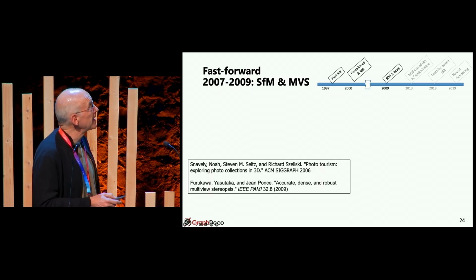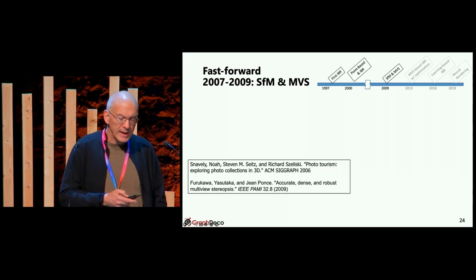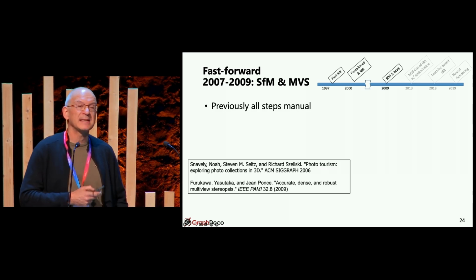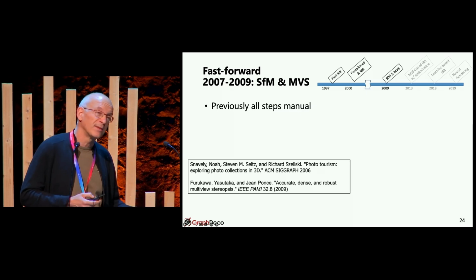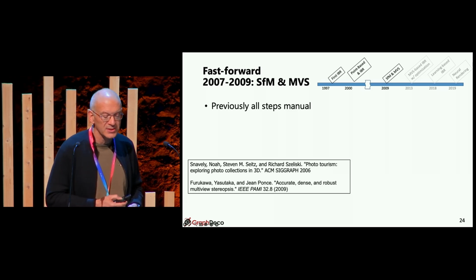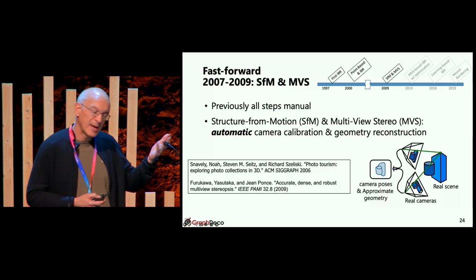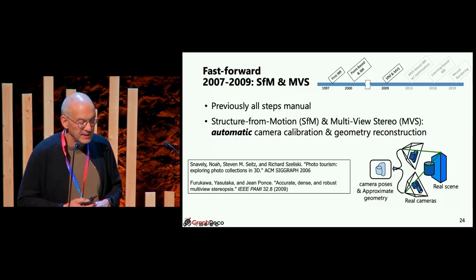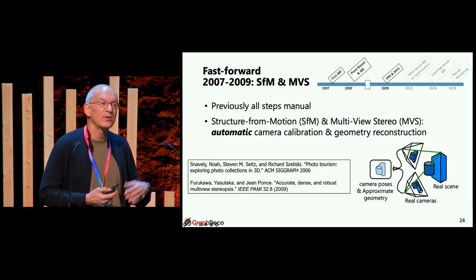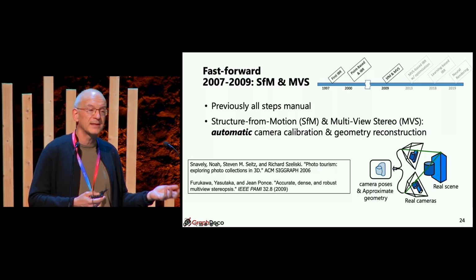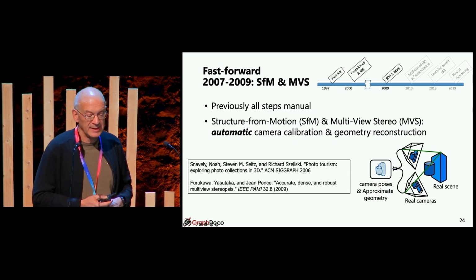So there was a fast forward to 2007, 2009, where the big change that happened is, as I said, initially, up to this point, all the steps were manual. So you had to click on the images, you had to click to create the polygons, and so on. And then structure from motion happened. Many people contributed. Noah Snavely's paper was the one that influenced graphics the most. And multi-view stereo, which allowed automatic camera calibration, so you no longer had to click to get the cameras, and you would actually get some geometry immediately.